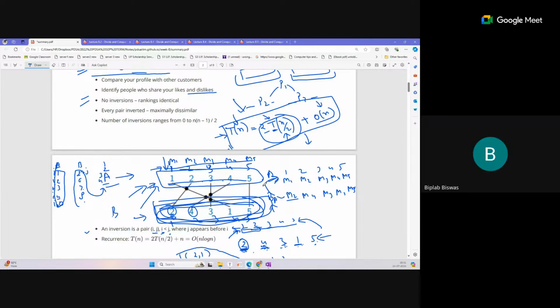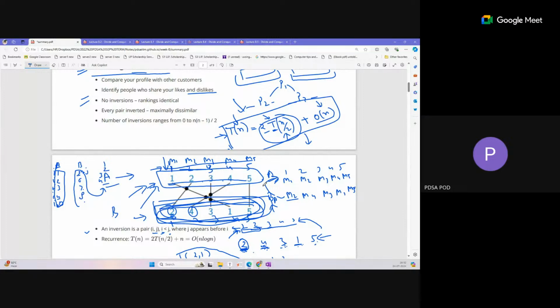Sir, so if the total inversion count is less or zero, that means both persons have more similarity in interest? Yeah, more similarity in the interest. So here we are counting the inversion pairs, but we use that value in applications. The inversion count represents the similarity: if this count is less, that means the value is more similar. So 0 means exactly similar. If you have inversion count 0, that means it is exactly similar to the sorted order.